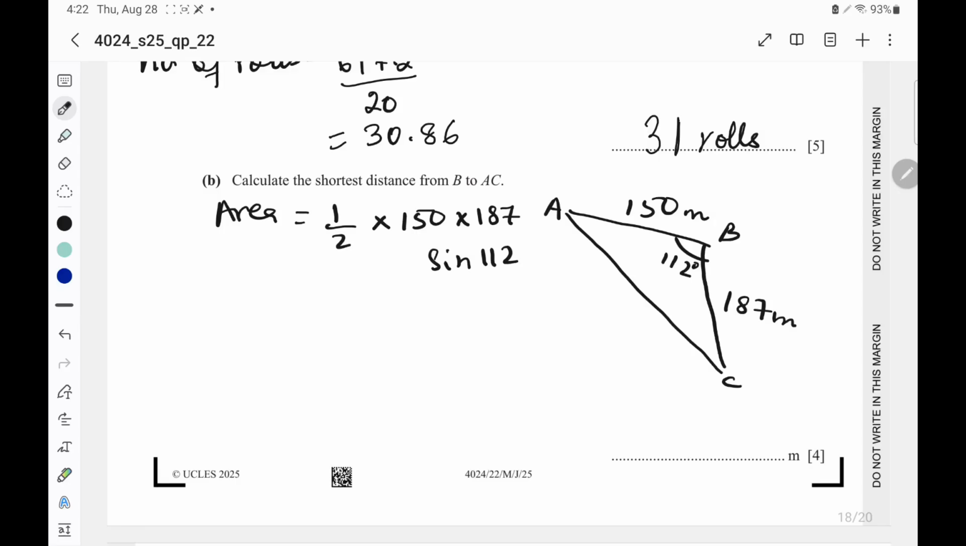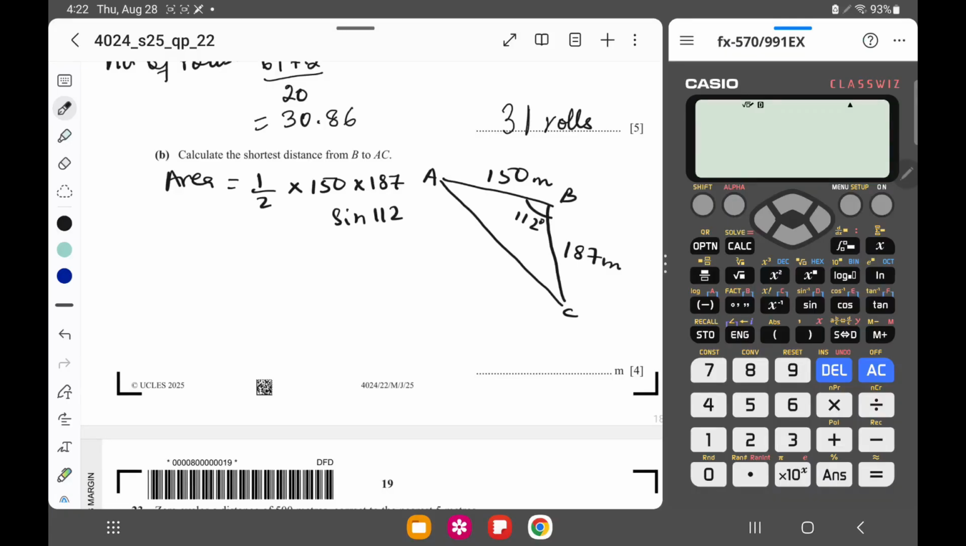So what do you do in this? Two sides and the included angle are required, and now you take your calculator. 150 into 187 and sine of 112, bracket close, divided by 2, and then the area will be 13,003.75. So we know the area of this diagram is this much, and we want the shortest distance or the perpendicular distance.